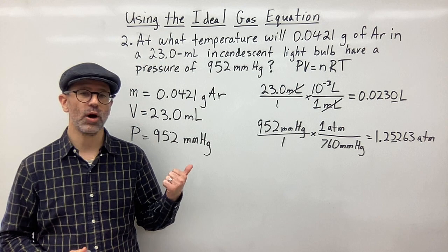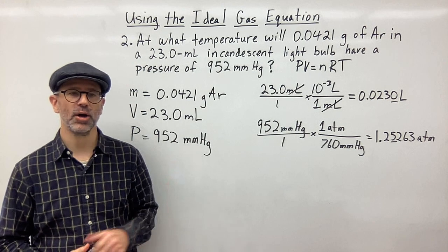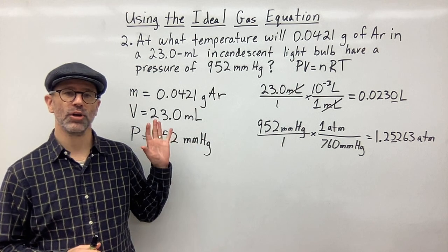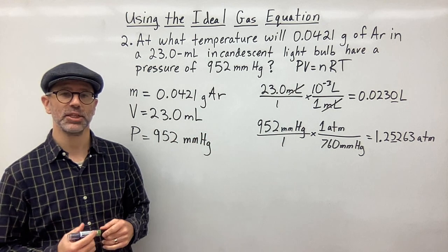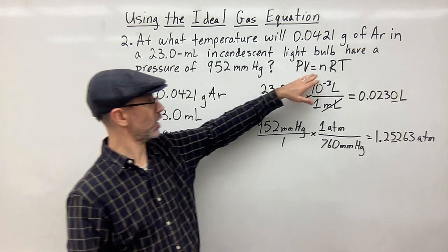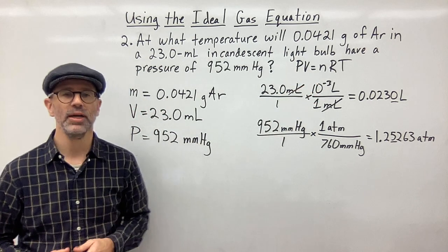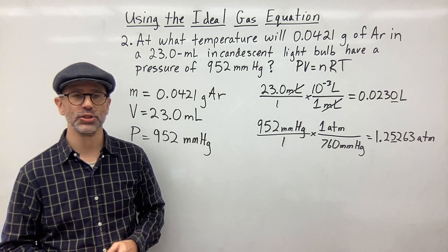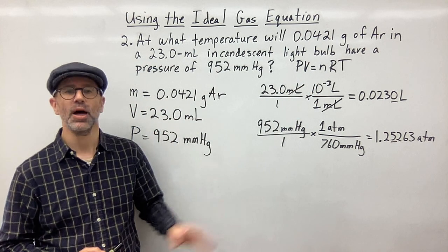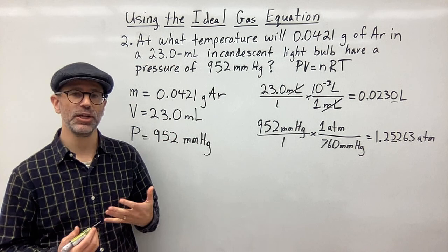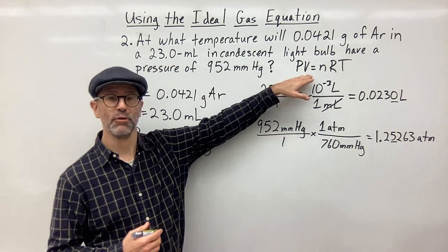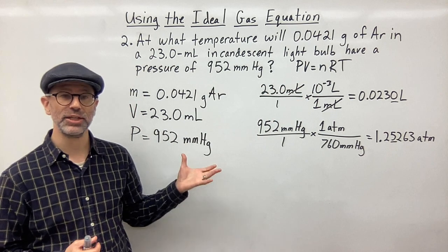In part one of the video, I went over one way of doing this particular problem using PV equals nRT in its normal form. In this video, part two, I'm going to show the same problem, but we're going to use a slightly different equation that we derive from this one, using the information they give us.